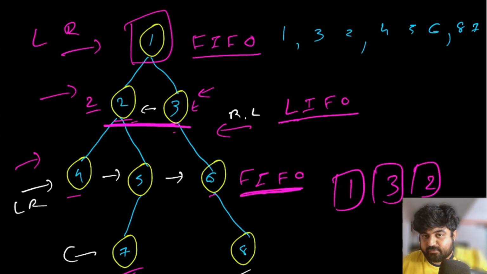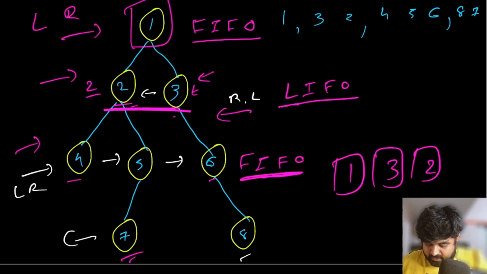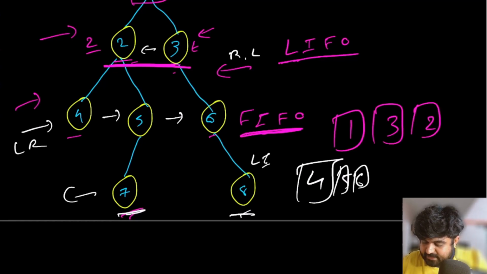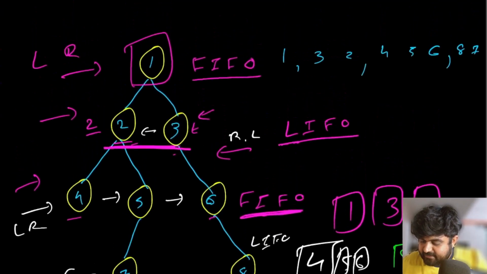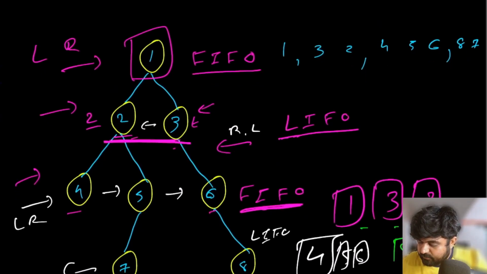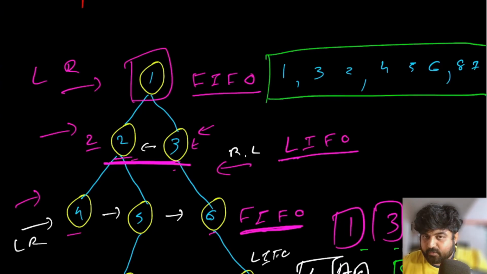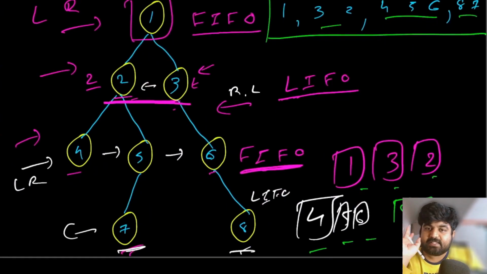Again we are going to use first in first out for this particular level. So the solution is going to be 4, 5, 6. That is pretty simple. But for these two, again we are going to use the LIFO principle, and that is going to give us the answer of 8 and 7. Now if we see this sequence 1, 3, 2, 4, 5, 6, 8, 7, this matches with the original answer we wrote at the beginning, 1, 3, 2, 4, 5, 6, 8, 7, and this is the whole solution.